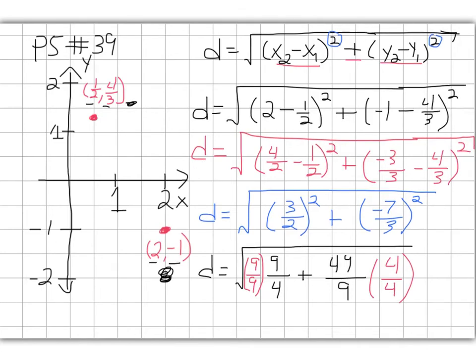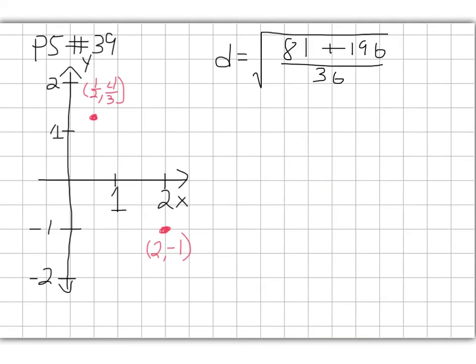So if we do this multiplication, 9 times 9 is 81. 4 times 9 is 36. 4 times 49 is 196. 9 times 4 is 36. We now have a common denominator, and we can put these things together and then do our square root.